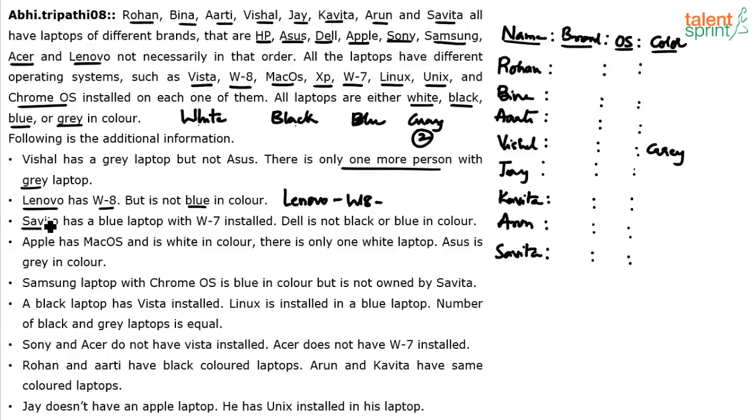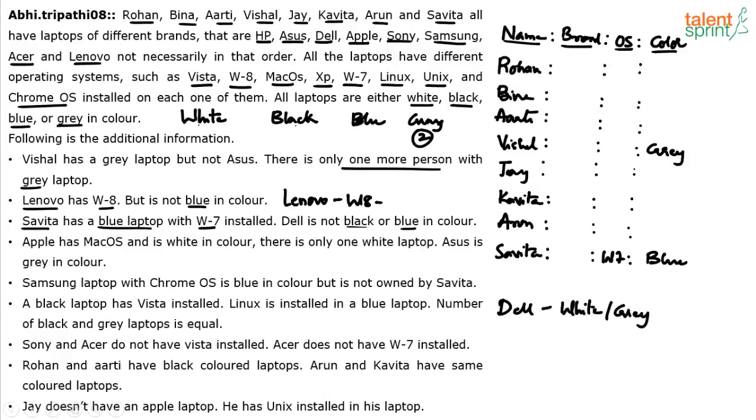Savita has a blue laptop. Since it is linked with the name of the person, I can directly put it here. So this is blue with W7 installed. Savita has a blue laptop with W7 installed. Dell is not black or blue in color. Now, that does not mean that Dell is owned by Savita. All we know about Savita is she has a blue laptop and W7 installed. So we have put it up here, blue and W7. But Dell is not black or blue in color. If Dell is not black or blue, I can say Dell is either white or gray.